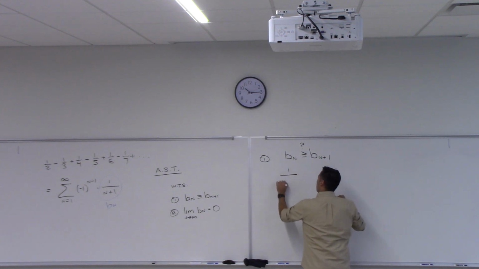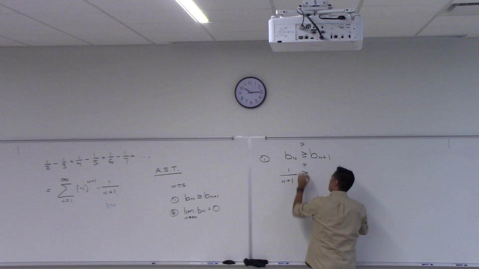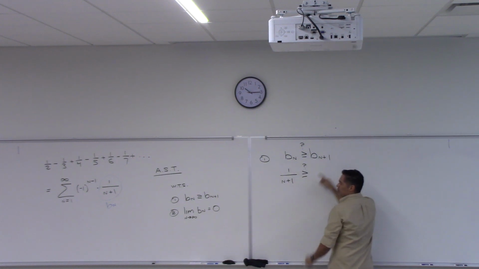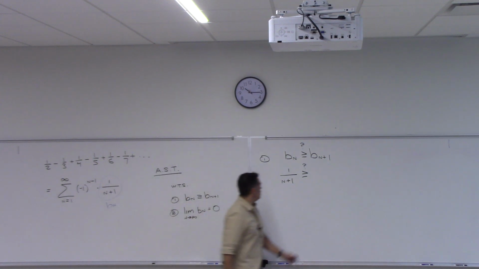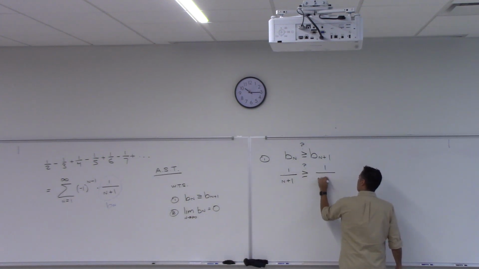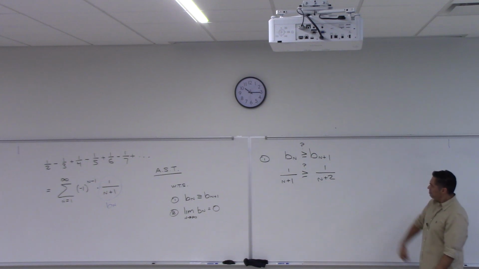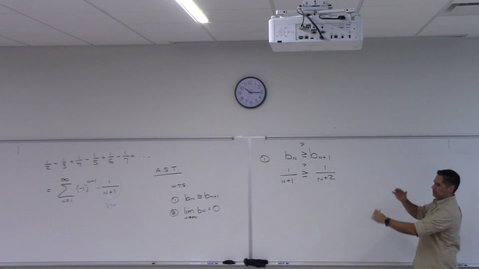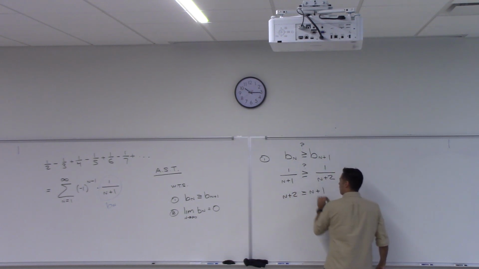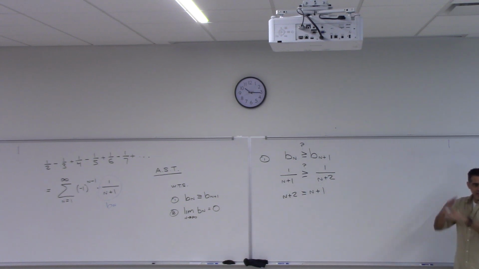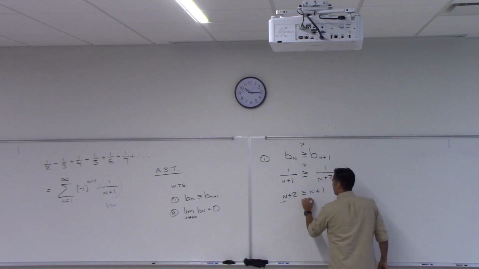1 over n plus 1. Is that bigger than or equal to b sub n plus 1? That's what you get when you plug n plus 1 in here for n. So what would happen if I plug n plus 1 in here? It would be 1 over n plus 2. Is this true? It's true. Because if I subtract n on both sides, 2 is greater than or equal to 1, and that is true.